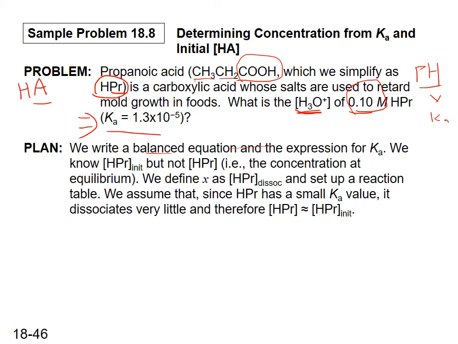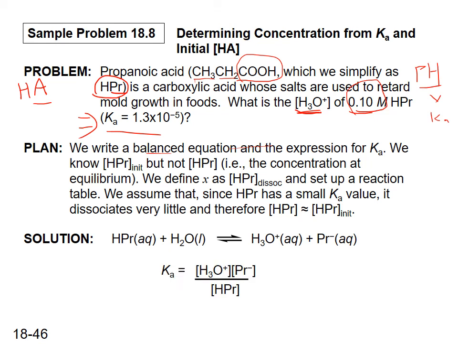So let's first write the equation. This dissociation equation is the same: acid, add water, hydronium ion, and the anion. So always the same, the dissociation reaction. Ka is the product divided by reactants.